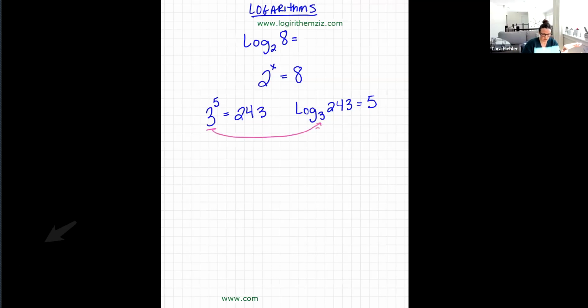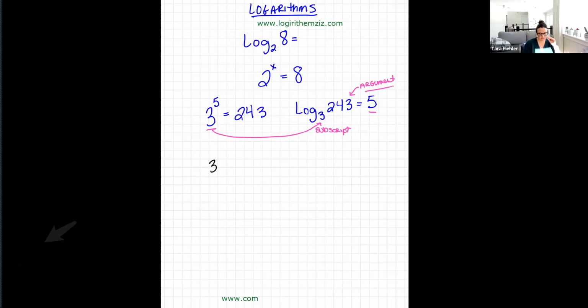This 243 here is called the argument. A lot of people say, what's the answer? This is going to be called the argument. And then of course 5 is going to be your exponent. All right, so let's practice, guys. I'm gonna write these in logarithmic notation.